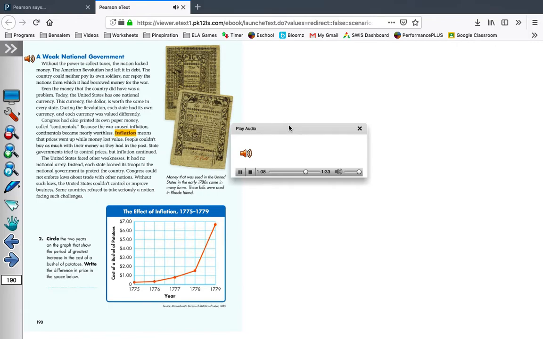Congress could not enforce laws about trade with other nations. Without such laws, the United States couldn't control or improve business. Some countries refused to take seriously a nation facing such challenges. 2. Circle the 2 years on the graph that show the period of greatest increase in the cost of a bushel of potatoes. Write the difference in price in the space below.